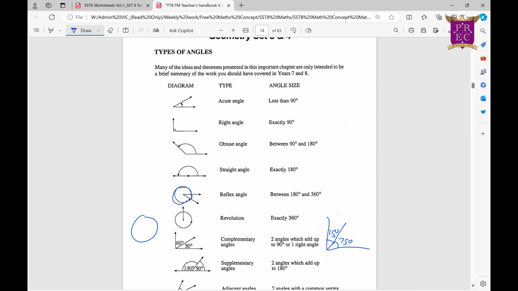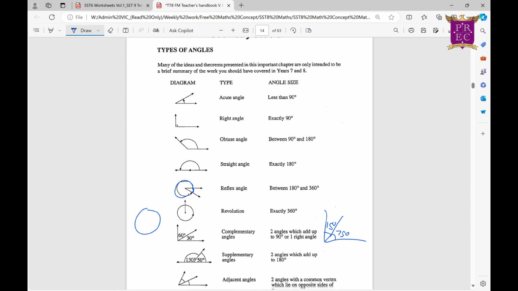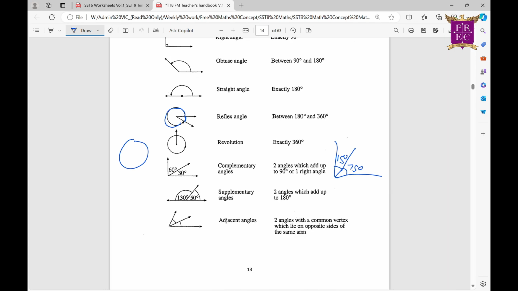Okay, and the opposite of complementary angles will be supplementary angles, which are angles that add up to 180. So, for example, we've got 130 and 50 degrees. We can also have 150 and 30 degrees. We can also have 90 and 90 degrees. It just has to add up to 180.